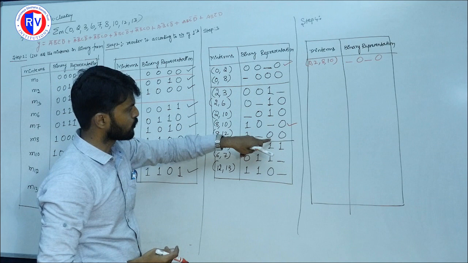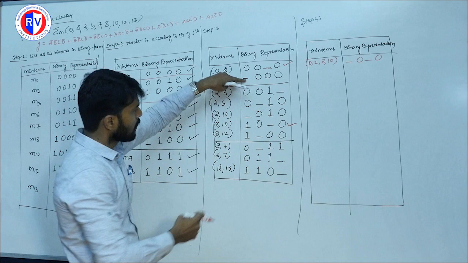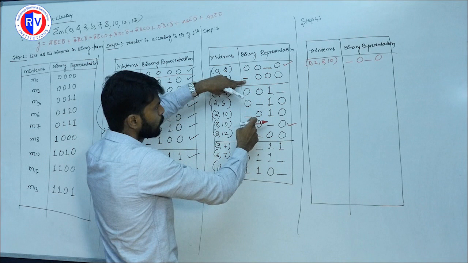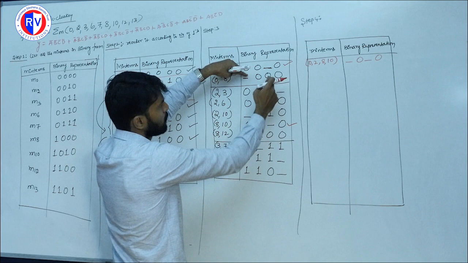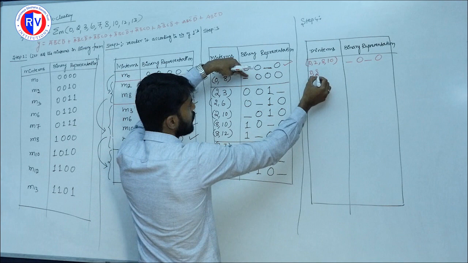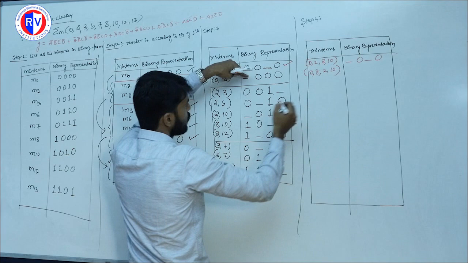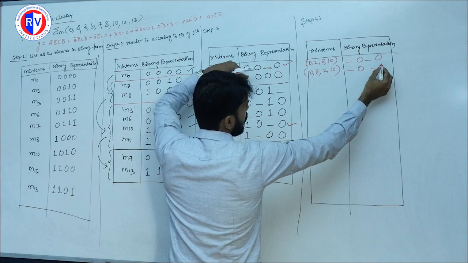Next, we need to compare with this 0, 8. In this 0, 8, here dash is there. We need to check whether the same dash is there anywhere here. Yes, here it is. So we need to check whether a 1 bit change is there. Yes, there is only a 1 bit change: 1 and this is the 0. Then I can enter this 0, 8, 2, 10, and that will be dash 0 dash 0. Further comparison is not possible, and I am closing this segment.